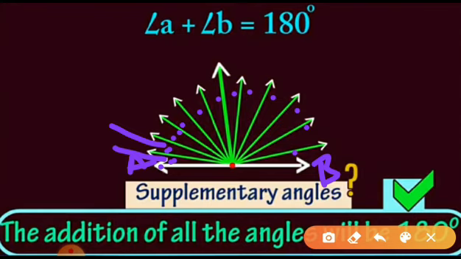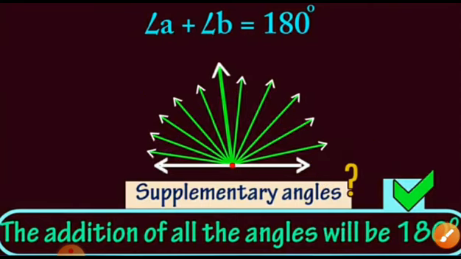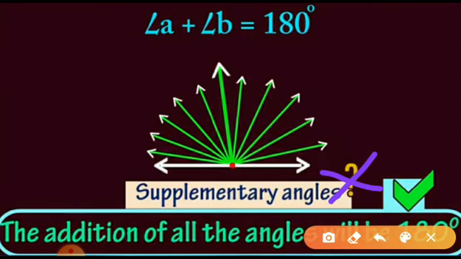That means I can say that if I have 1, 2, 3 up to 12, angle 1 plus angle 2 plus angle 3 and so on up to angle 12 is equal to 180 degrees, because they form a straight line. These are not supplementary angles, because for supplementary angles I need a pair containing only two angles. Here the sum of all 12 angles is 180, but those 12 angles are not supplementary angles.